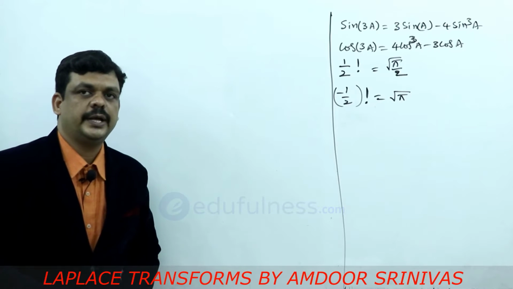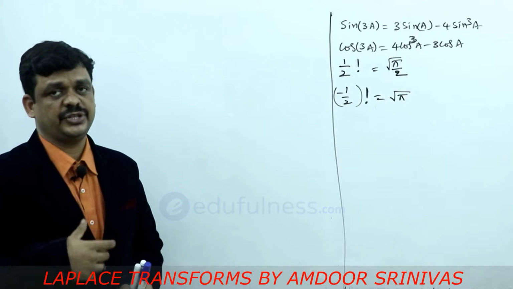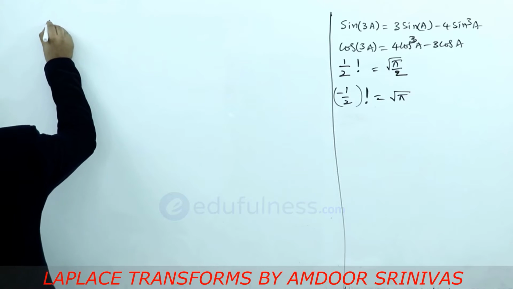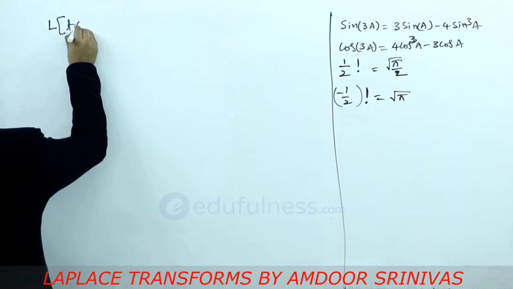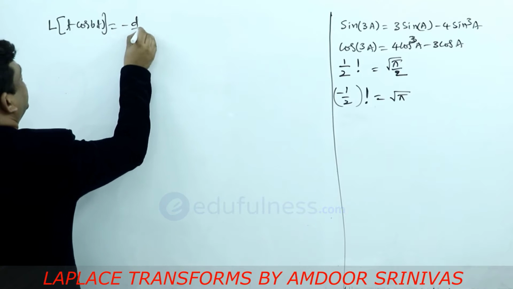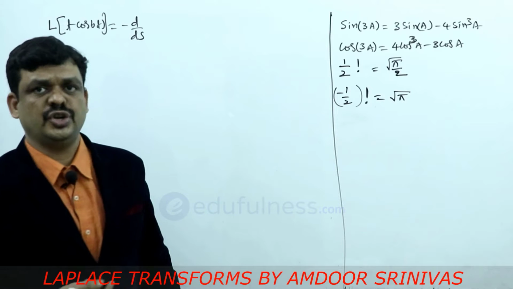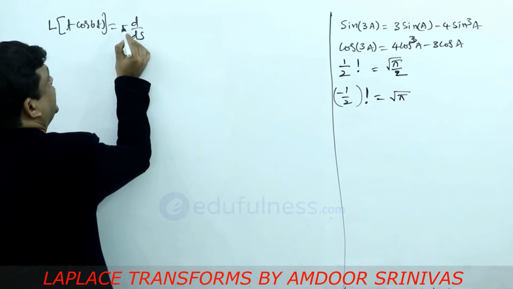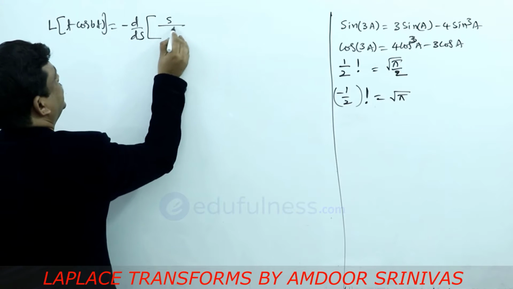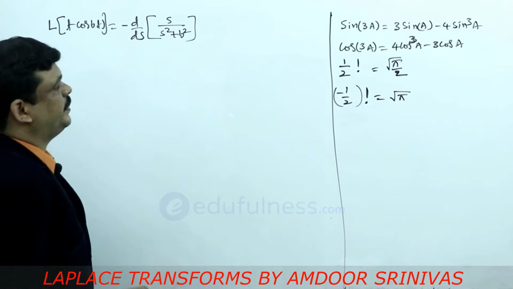So another important problem from the Laplace transform is the cos bt function. If the cos bt function multiplies with t, we need the Laplace transform of t into cos bt. Whenever t multiplies in the time domain, in the frequency domain we apply a differentiation operation with a minus symbol. So minus d by ds of the Laplace transform of cos bt, which is s by s square plus b square.